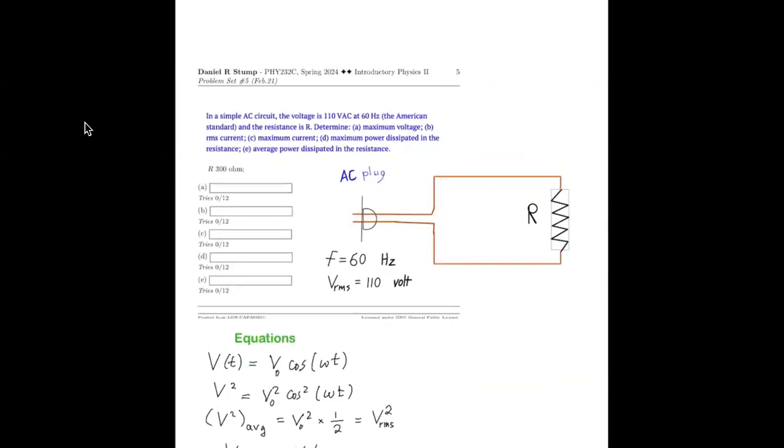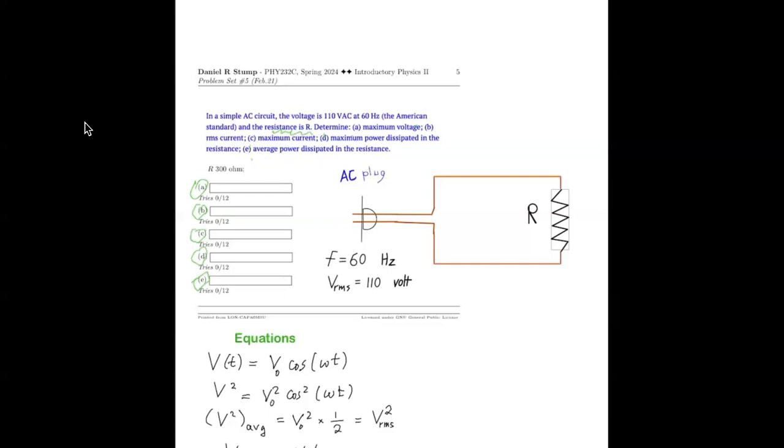In a simple AC circuit, the voltage is 110 volts AC at 60 hertz. That's the American standard. That's the voltage and frequency you get in a wall socket. Let's say the circuit has resistance R. Then the problem is to calculate five properties of this circuit. So here's the picture. We always draw a picture first.